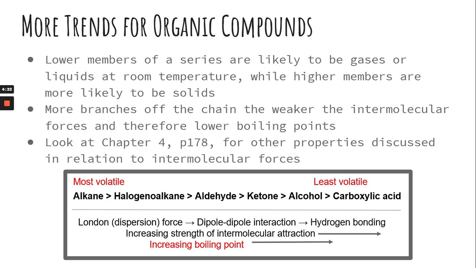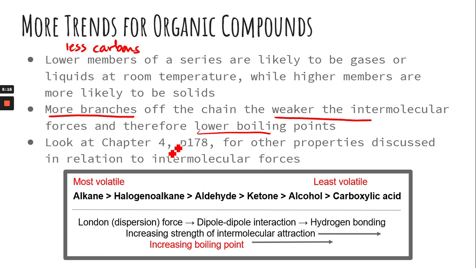And then the last thing for section 10.1 are the trends in organic compounds. We've kind of already talked about this when we talked about our homologous series. The lower the member of the series, so the less carbons you have, they're likely to be gases or liquids at room temperature. The more carbons you have, the more liquid or even a solid possibly that you would be. More branches off the chain, you have weaker intermolecular forces, so you have lower boiling points. So again, the more branches you have off of the chain, the weaker the intermolecular force.